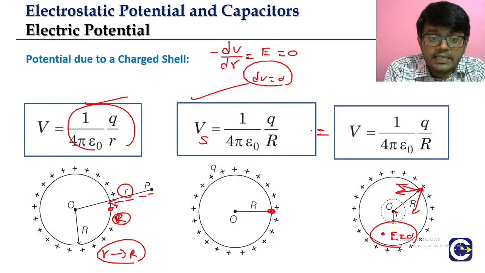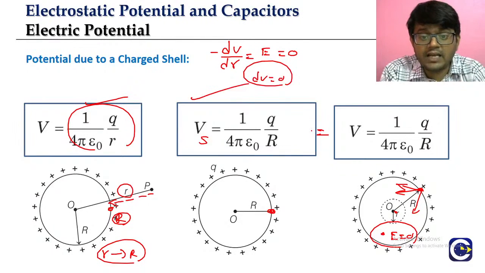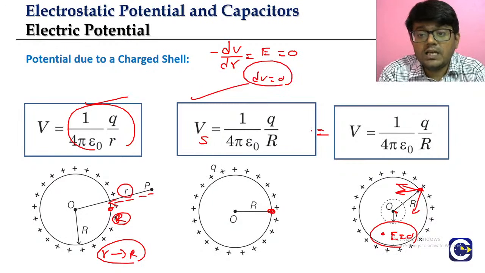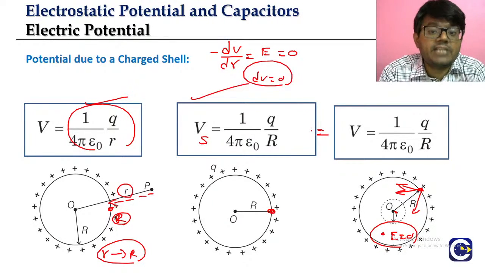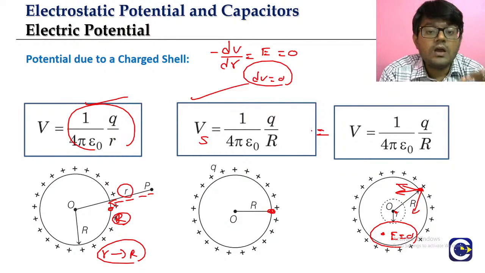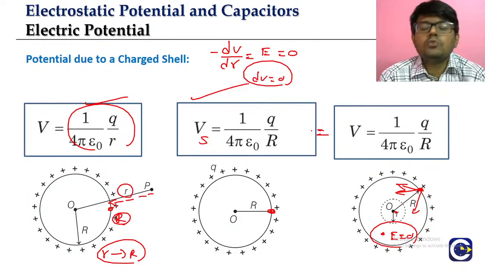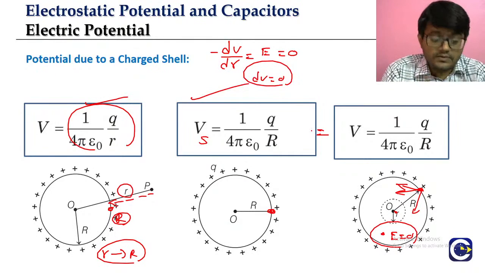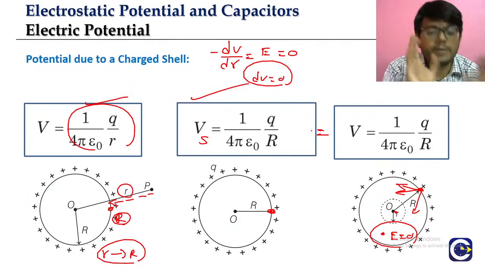Because inside the shell the electric field is 0, when we move from the surface into the shell, the potential does not change. Which means the potential value at any point inside the shell, even the center point of the shell, will be the same as the potential value on the surface of the shell, which is 1 by 4 pi epsilon naught q by capital R. So this result is true for the charged shell as well as for the conducting sphere.